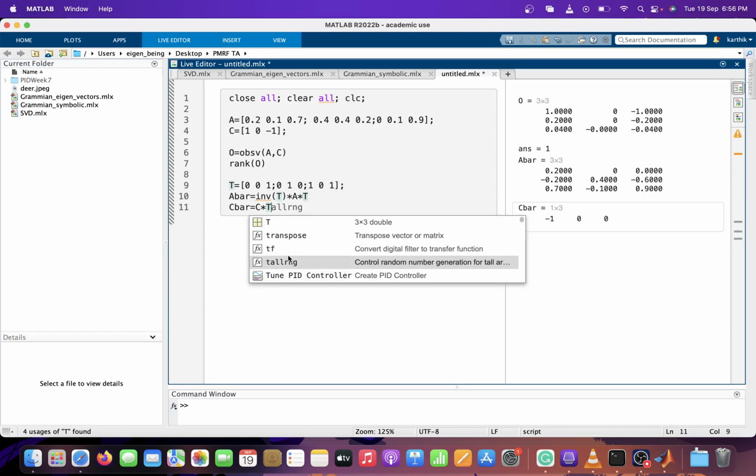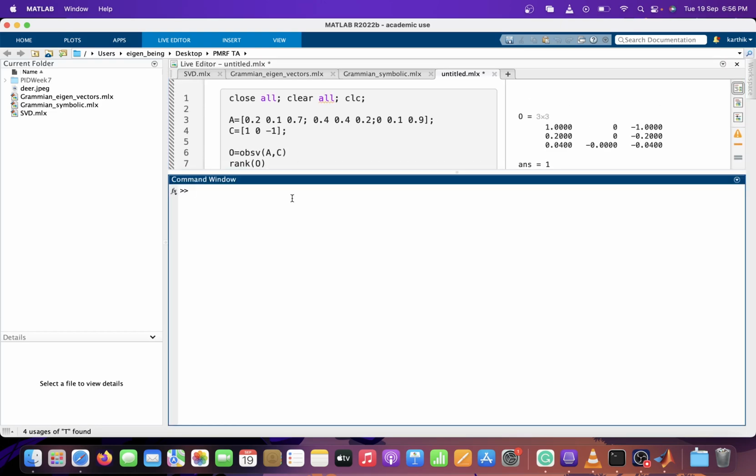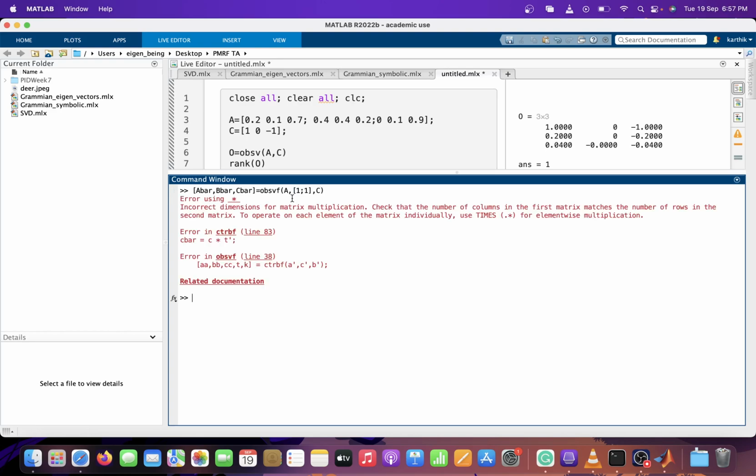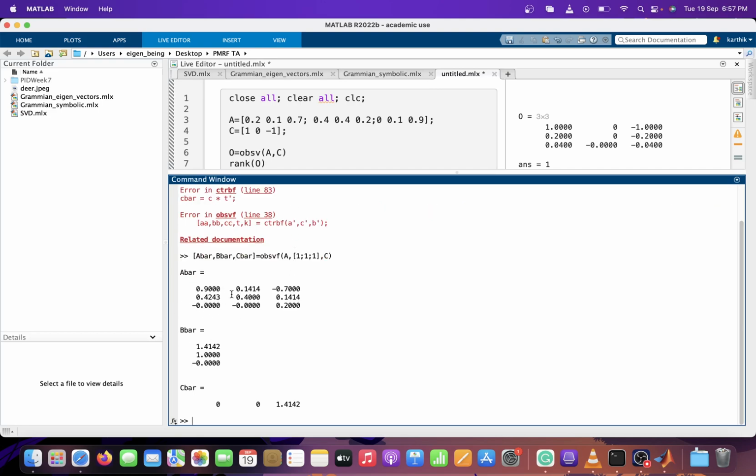Now the next thing is, there is an easier way to get this. I'll just tell you. You just take A bar, B bar and C bar. I'll tell you why I put B bar also, it's not a mistake. So OBSVF of A, I'll just give some random B, it doesn't matter, B and C. Oh, it's a 3 cross 3, sorry. So what I get is the transformed one, A bar, B bar, forget B bar, it's just a junk value, and C bar.